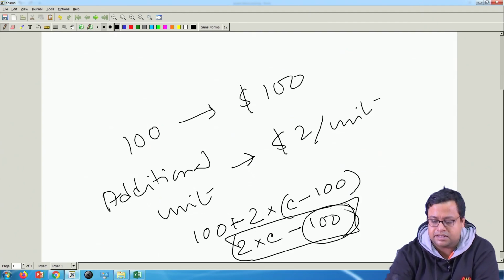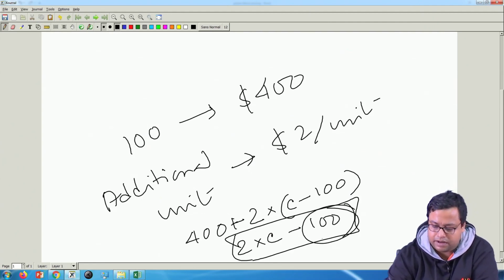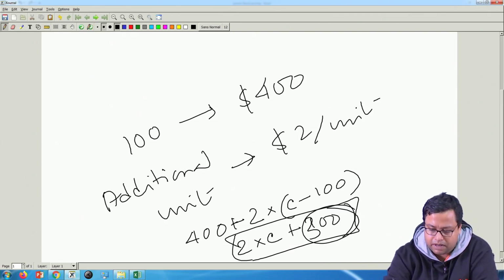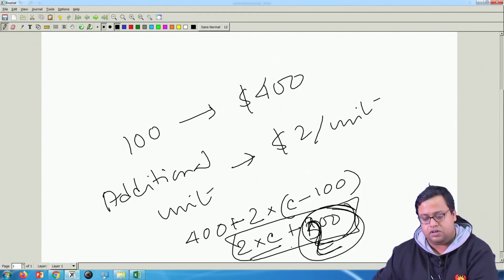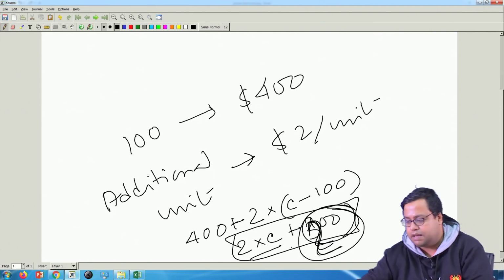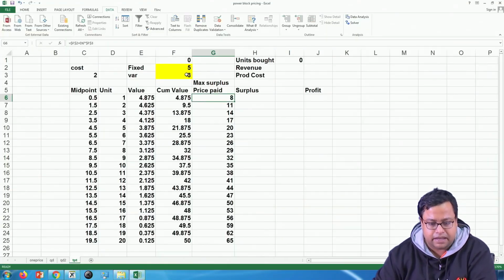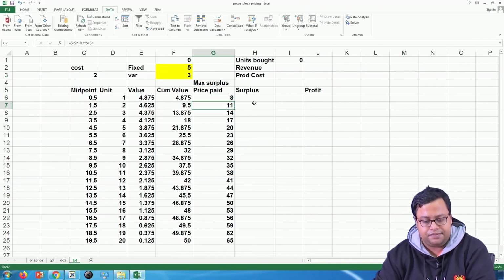So, minus 100 is your fixed cost, or let us say if this is by chance 400, then this becomes 400 minus 200, that is 200. Then this 200 is your fixed cost and 2 into consumption becomes your additional cost. Something like that is what I have written here as well. In this particular case, my fixed cost is $5, let us say, and for every extra consumption I am paying $3, and the price is given here.